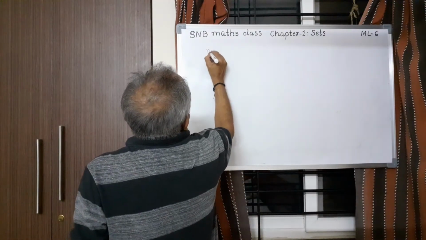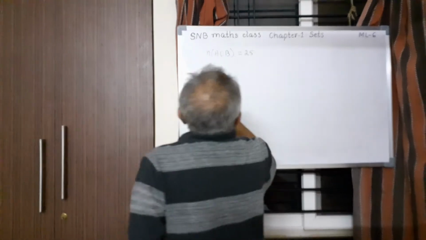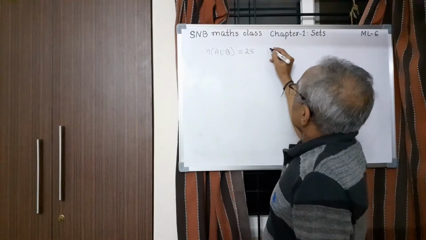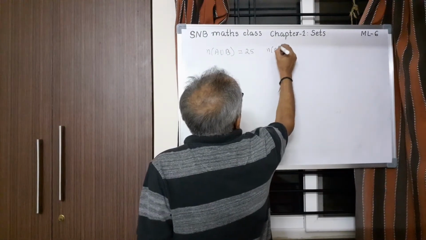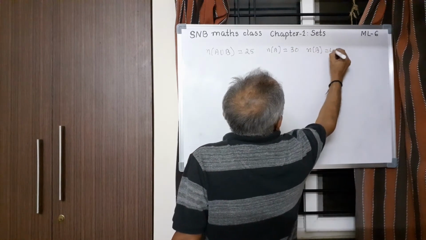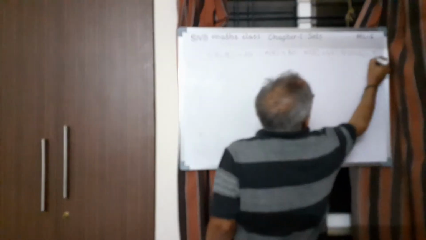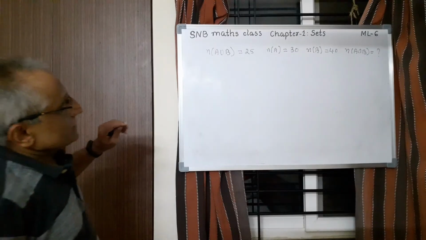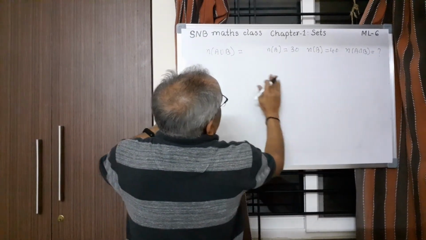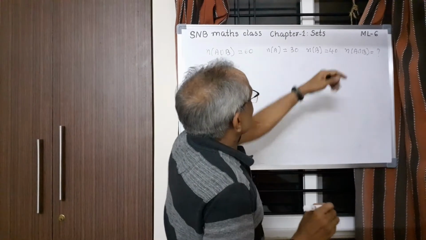Let us take, for example, number of A union B equal to 25, meaning A union B contains 25 elements. Number of A equal to say 30. Number of B equal to 40. What is the number of A intersection B? So this is the question. I made a mistake. Let us take this as 60 because it should be more than these two.